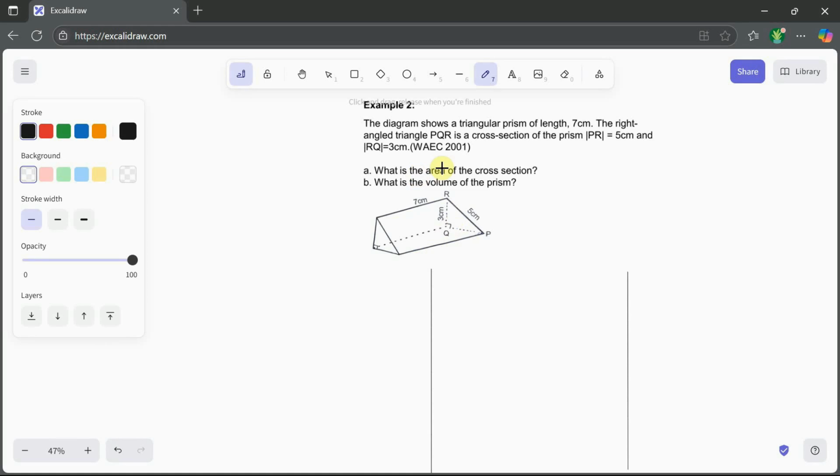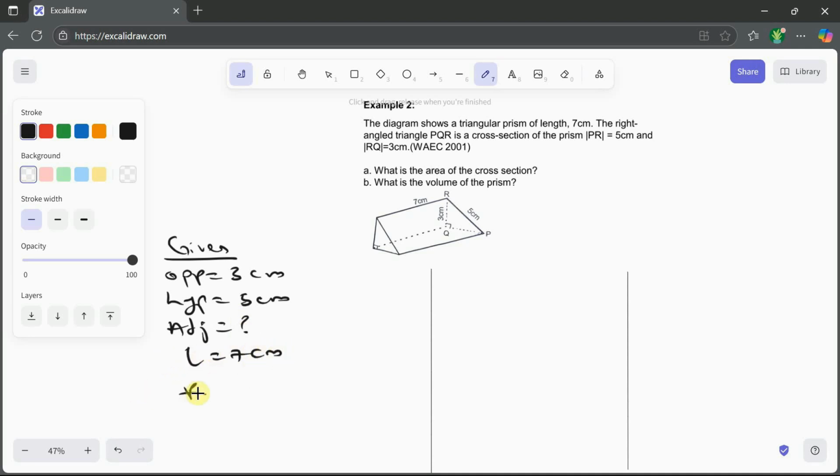For this, of course, we're given the opposite, we're given the hypotenuse, and we have to find the adjacent to be able to find the area. So we could say we are given the opposite to be 3 centimeter, the hypotenuse to be 5 centimeter, but we're trying to find the adjacent, which is the same thing as our base. And we're told that the L is 7 centimeter.